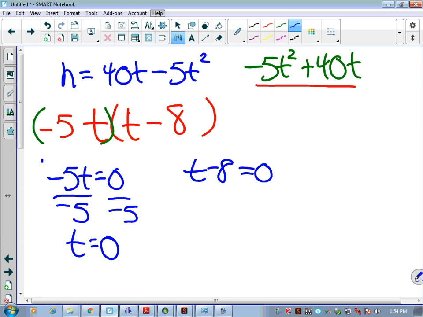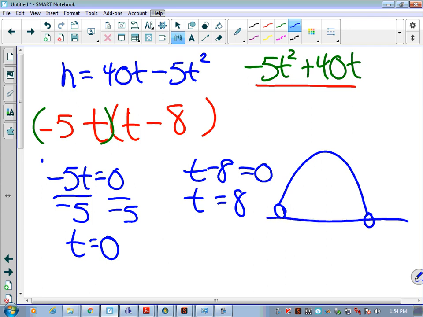Now we want to go to our other one. How do we solve for t in this case? Add 8. So if I add 8, I get t equals 8. Now, this is after the ball has been kicked. It goes up, and it comes back down, and from our time, it was in the air for 8 seconds. This was at 0. This is 8 seconds later.